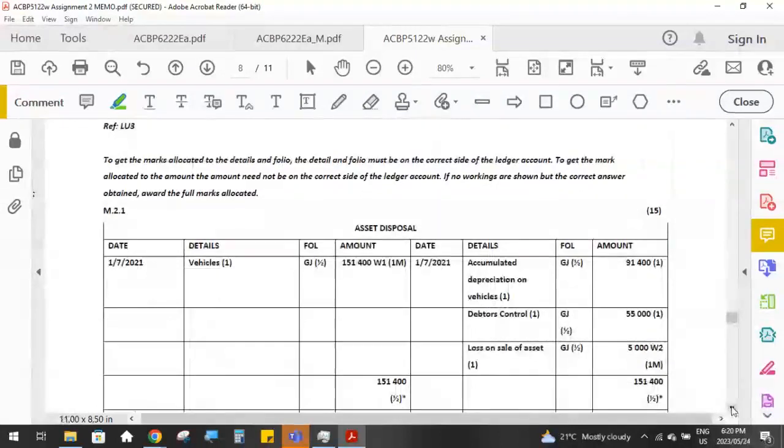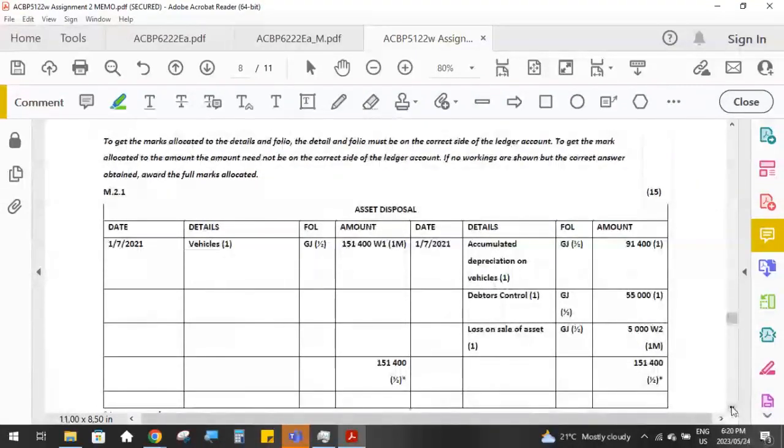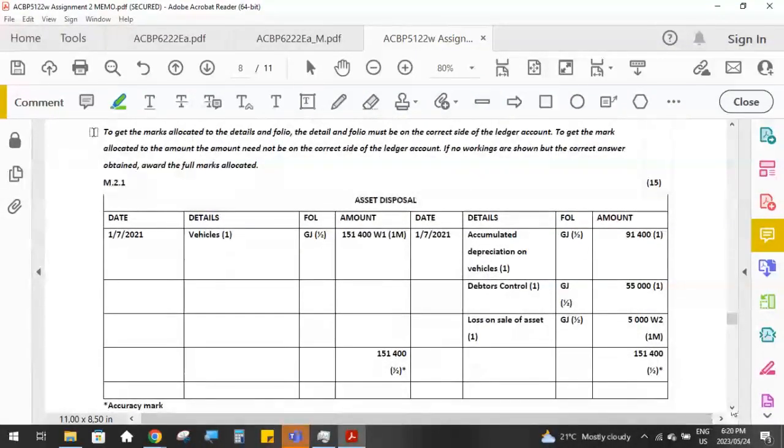All right, so I want you to just take a look at these marking notes that we have got at the top here. So when we mark this, we have got the instruction on how we are allowed to award the marks to the students. To get the marks allocated to the details and the folio, so here's our details column, here's our folio column, the detail and the folio must be on the correct side of the ledger account.